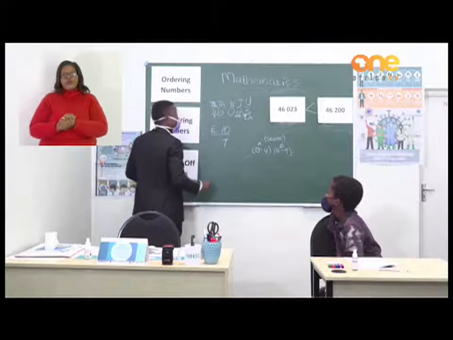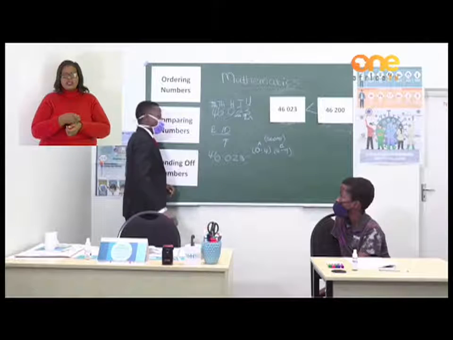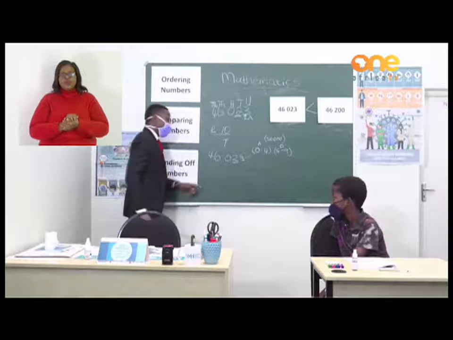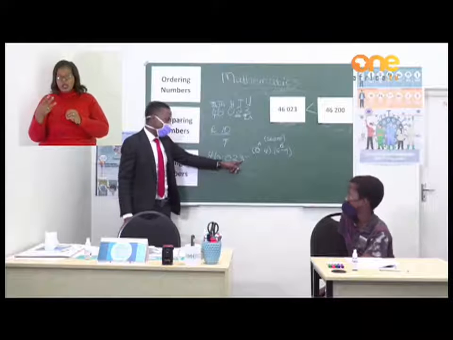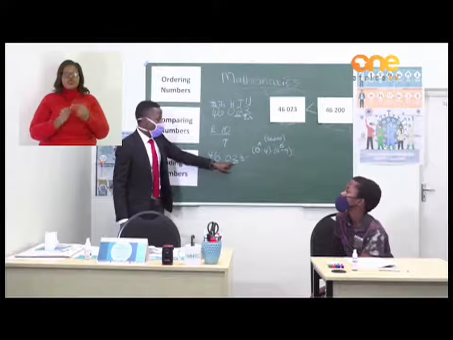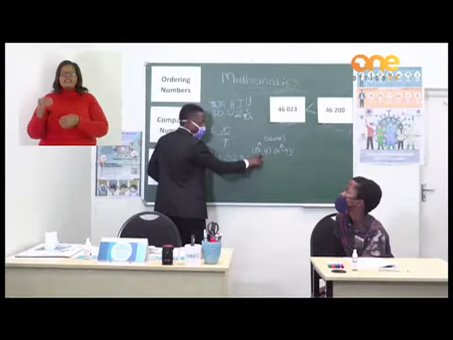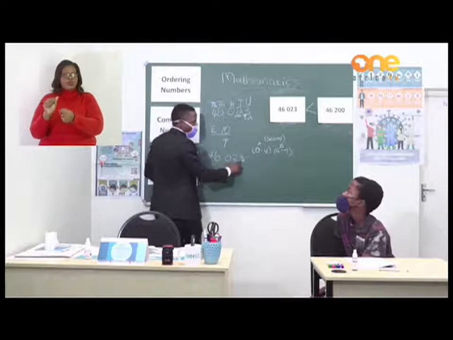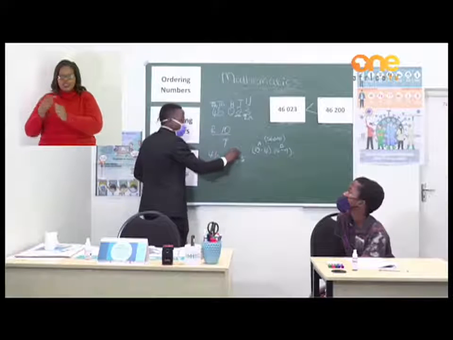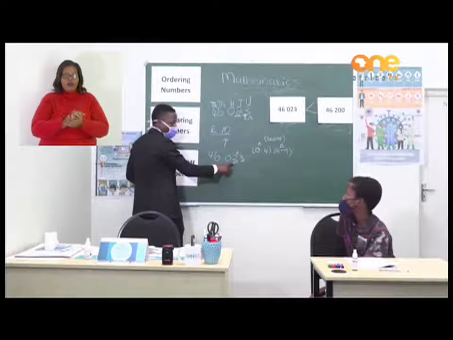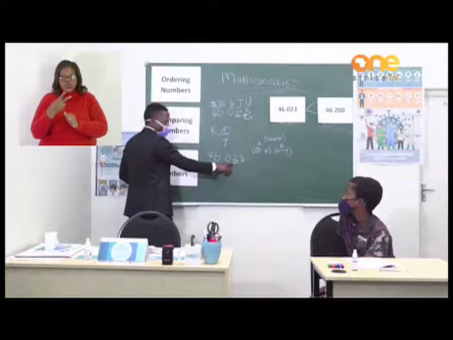Now let's go back to the number. You have 46,023. We are rounding off 2. The number we need to look at is 3. We ask ourselves a question. Can 3 change 2? Yes or no? If 3 falls under this category, it cannot change 2. If 3 falls in this category, it will change 2. By how? By adding 1 to 2.